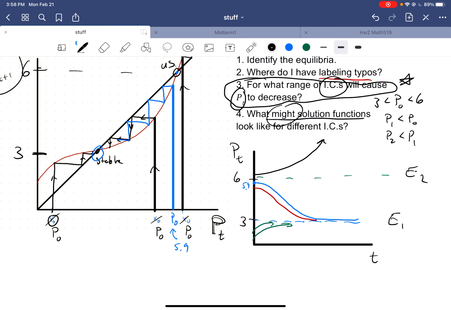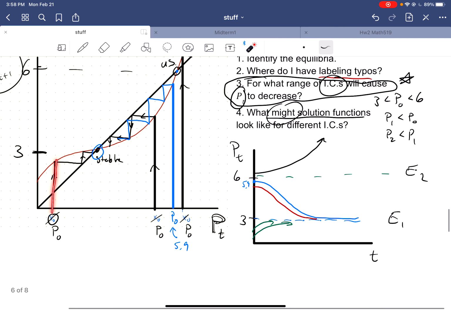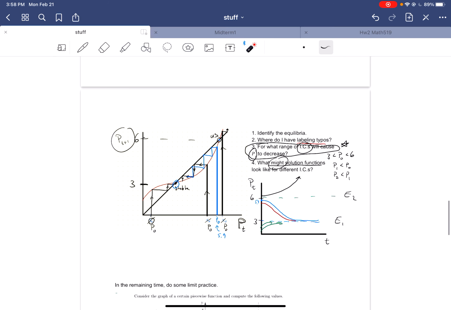Like we see that happening with this blue path here. I decreased, decreased, decreased, whereas if I'm to the left of 3, I increase. Anyway, that's enough for that.